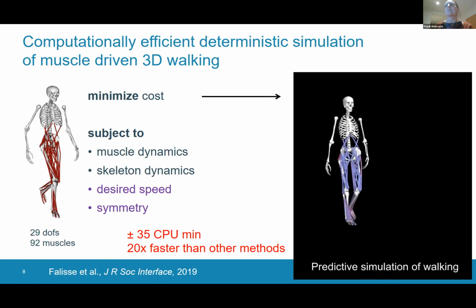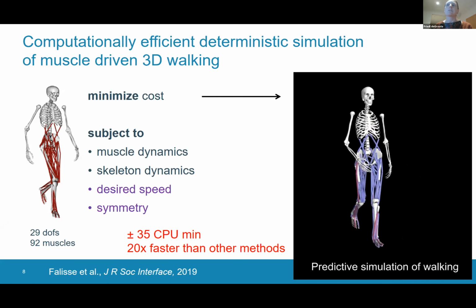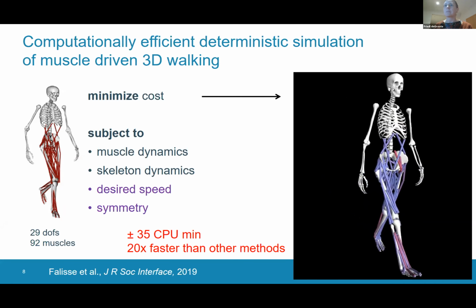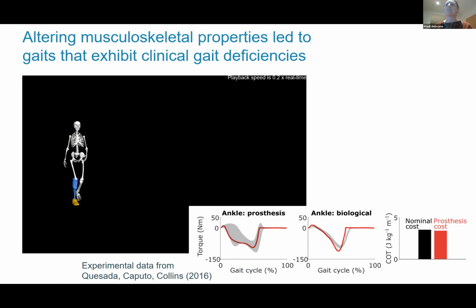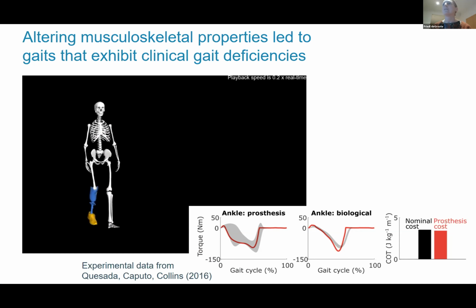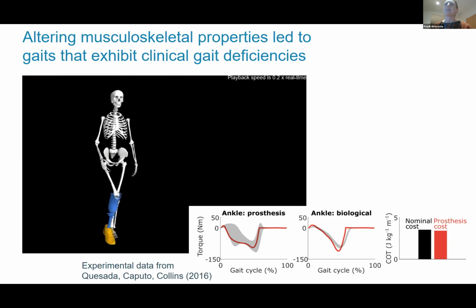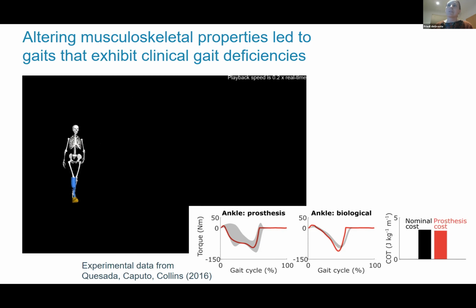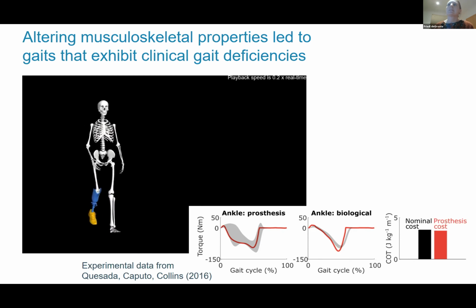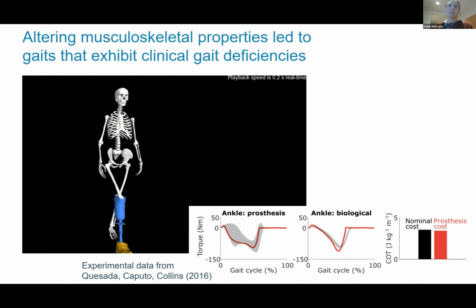In addition, our simulations of walking capture the effect of muscle weakness and prosthesis use. Here you see that our simulations in red capture experimental alterations in ankle joint torques in gray due to prosthesis use. Yet our simulations do not capture how people stabilize their movements against noise, which I feel is an extremely important feature of human movement that is often impaired in neurological disorders.